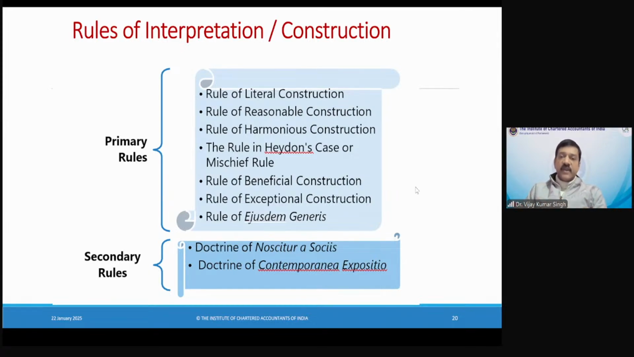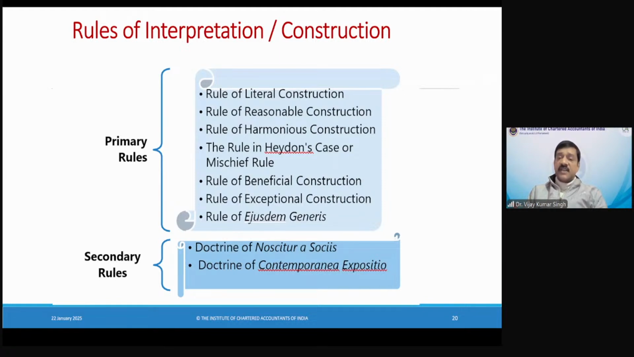So as you can see, there are two kinds of rules. One is called primary rules, and the second one is known as secondary rules. In the primary rules, you can see rule of literal construction, reasonable construction, harmonious construction, and then there is rule of Heydon's case, that is called mischief rule. Then we have rule of beneficial construction, rule of exceptional construction.